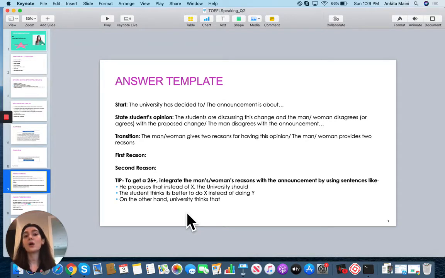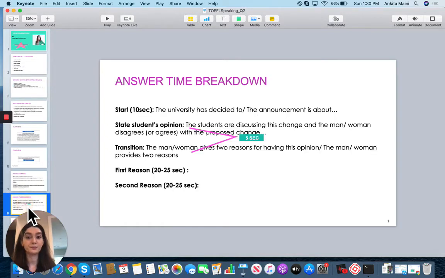Now, let's talk about time breakdown. So time is a major problem for most of the students. They always say, I run out of time, or they feel like they give a lot of information about the first reason and then they don't have enough time for the second reason. So it's really important that I give you a breakdown of time so that you know exactly how much time you need to spend on each part of the question. So here's that. When you are stating the university's change or the announcement, spend approximately 10 seconds.